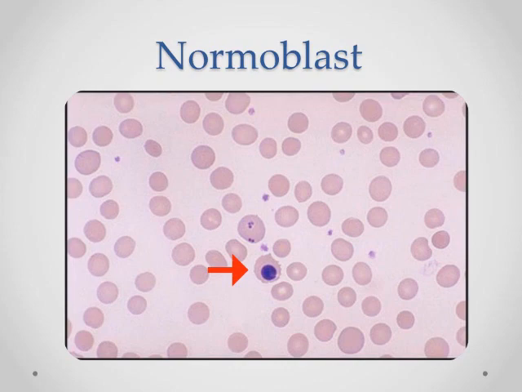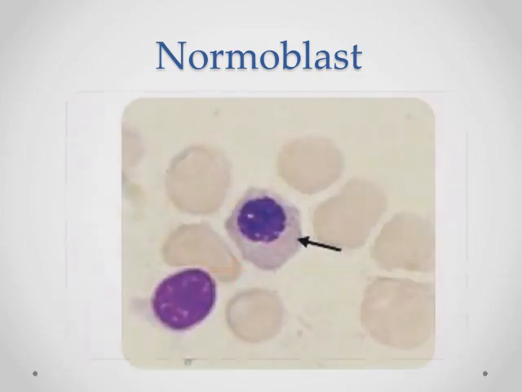Normally, this normoblast is an immature red blood cell which is not present in peripheral blood. It should be present only in bone marrow. So if I see this normoblast in peripheral blood, it comes with many conditions like hemolysis, hemolytic anemia or bone marrow infiltration. Sometimes we see it in leukoerythroblastic reaction. This is the same cell, normoblast.